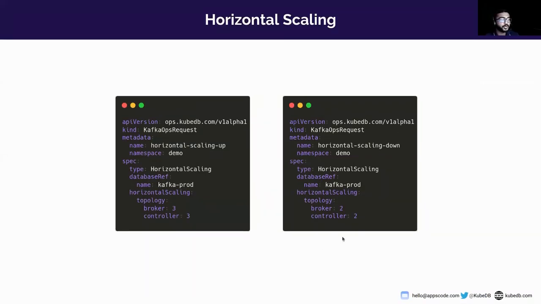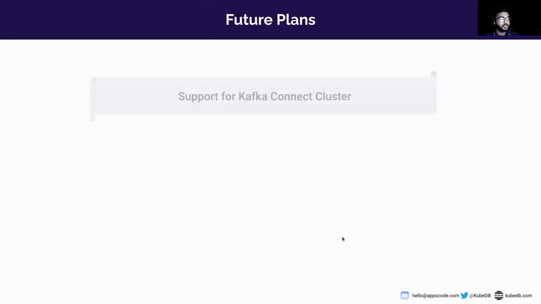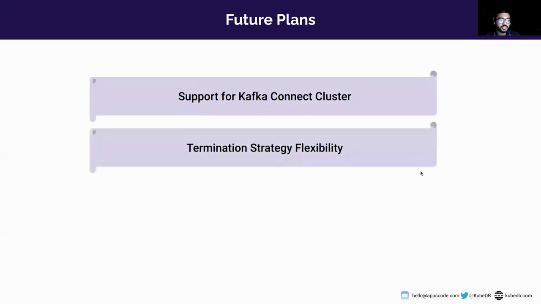This is all about our demo section. Now this is our future plan. The first is support for Kafka Connect cluster, which helps to import data from external systems into Kafka topics and export data from Kafka topics into external systems or databases. And the second one is termination strategy flexibility. Two more termination policies will be added, so users can terminate their cluster in a more flexible way.